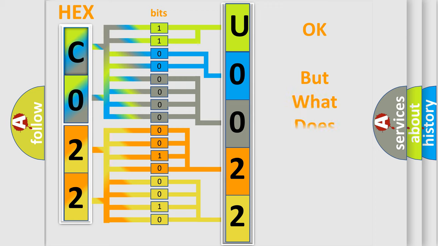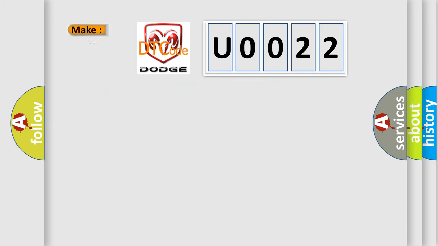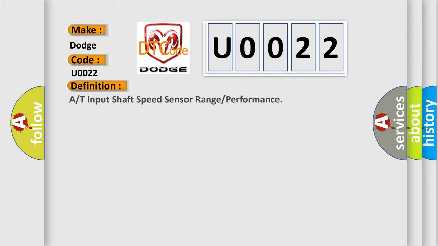The number itself does not make sense to us if we cannot assign information to what it actually expresses. So, what does the diagnostic trouble code U0022 interpret specifically for Dodge car manufacturers? The basic definition is: input shaft speed sensor range or performance. And now this is a short description of this DTC code.